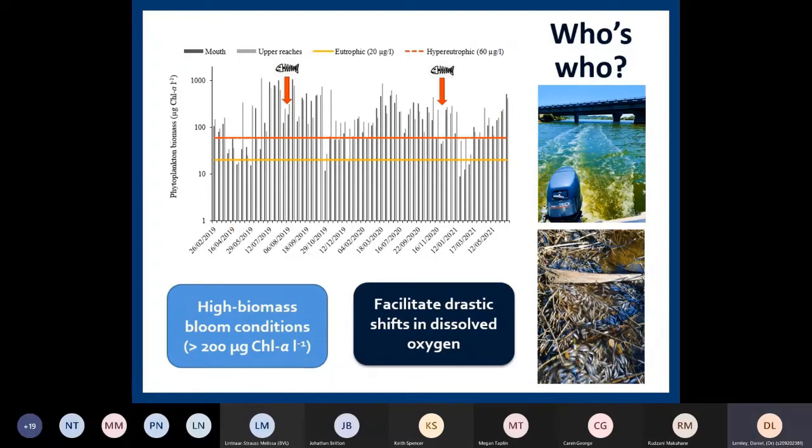Then looking at the phytoplankton, I know there's a lot going on, but basically this yellow line, and I've had to log the scale here, so it goes up in powers of 10, because the phytoplankton biomass is so high all the time. 20 micrograms per liter is considered a bloom in a normal estuary. A hypereutrophic estuary is considered at about 60 micrograms per liter. The Hartenbos Estuary has a mean phytoplankton biomass of over 200, and that has been interspersed with a few events of over 1,000 and even one that hit over 2,000. So it's extremely high, and these facilitate those drastic shifts in dissolved oxygen that we saw.